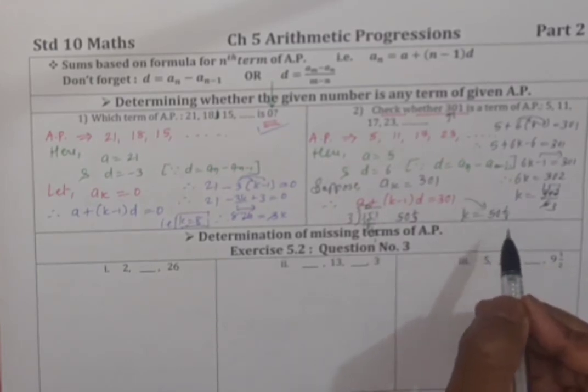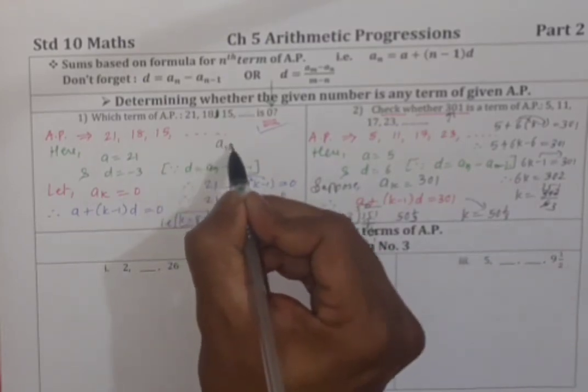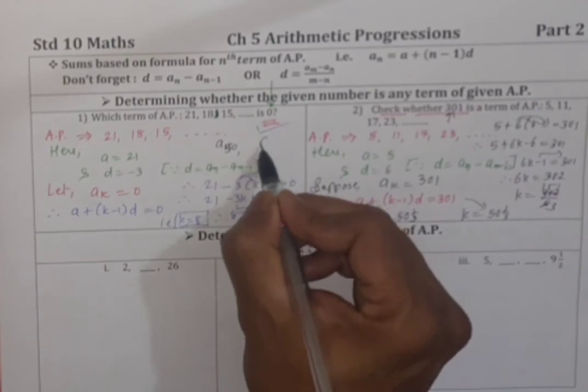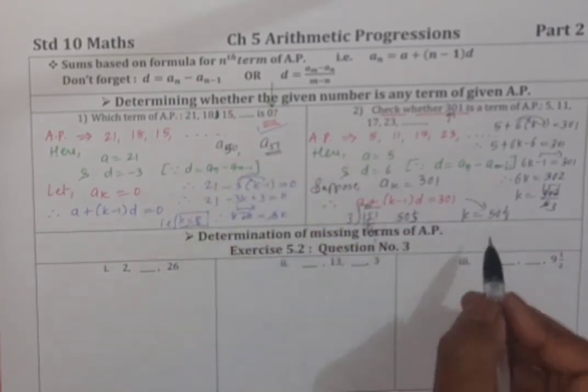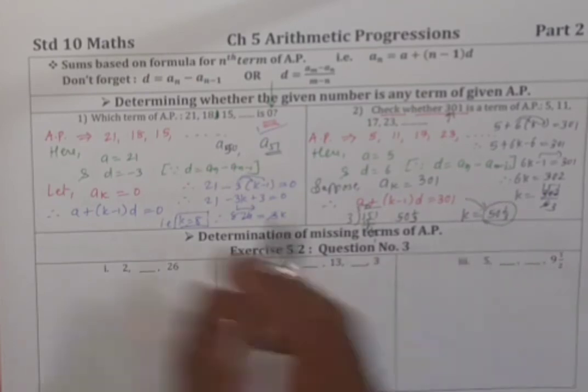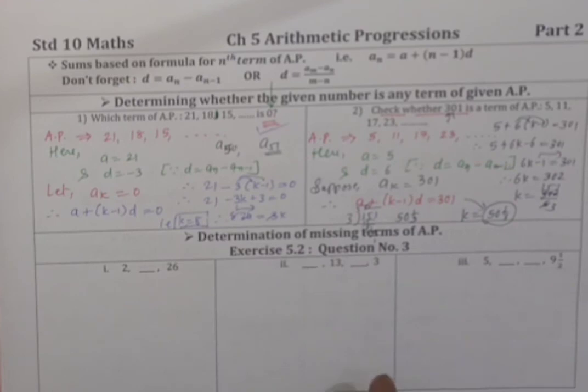50 integer 1 upon 3. और children, ऐसी कोई टर्म नहीं आती है. A 50 आएगा, 50th टर्म. उसके बाद सीधा A 51 टर्म आएगा. 50 और 51 के बीच और कोई टर्म नहीं आएगा. तो this is not an integral value. K की वैल्यू integral value होनी चाहिए, then only it is possible.